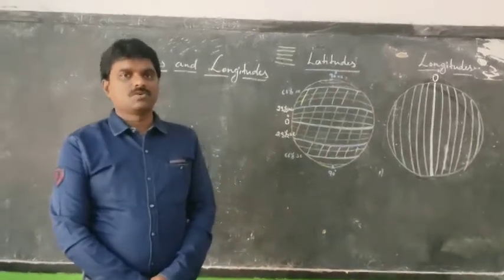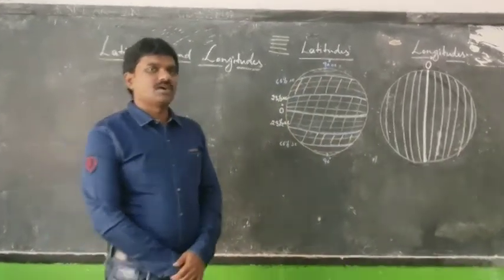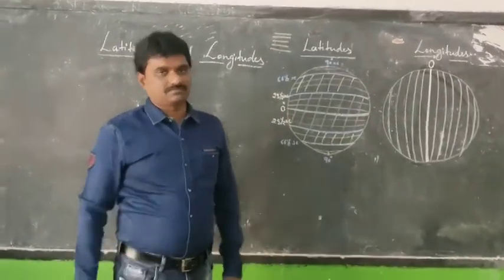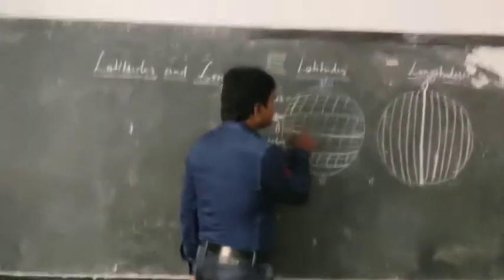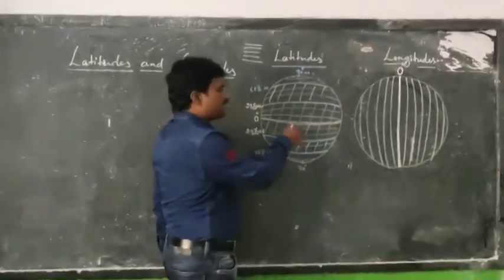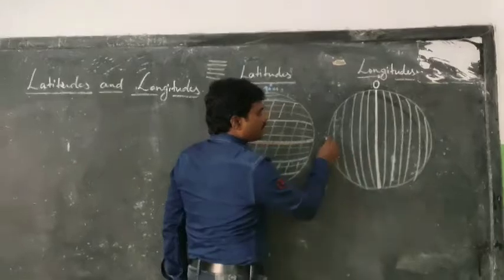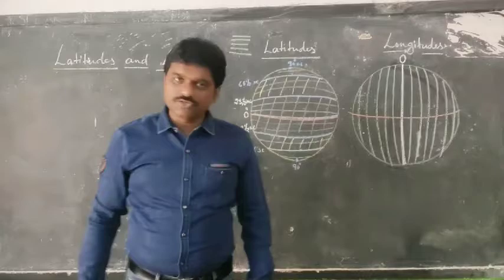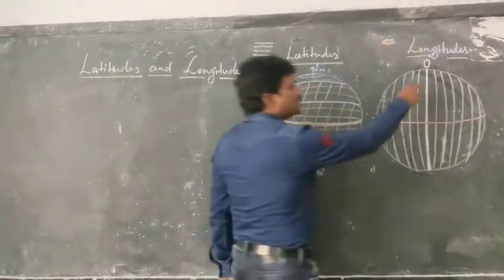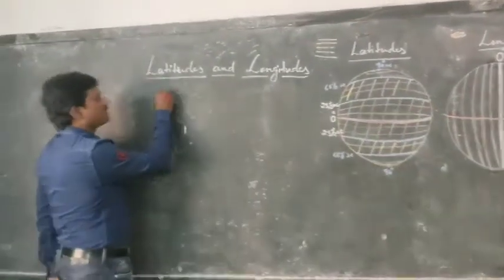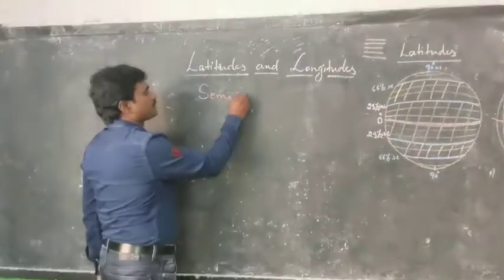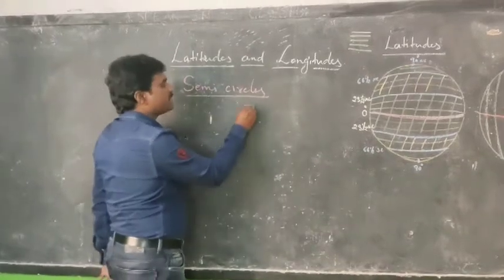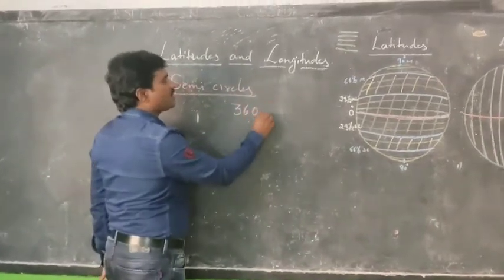Yesterday we learned about the latitudes and today we are going to see about the longitudes. Longitudes are the perpendicular lines that are drawn to the equator. This is the equator, and the lines drawn perpendicular to the equator are called longitudes. If you observe, these longitudes are semicircles, and there will be 360 longitudes.